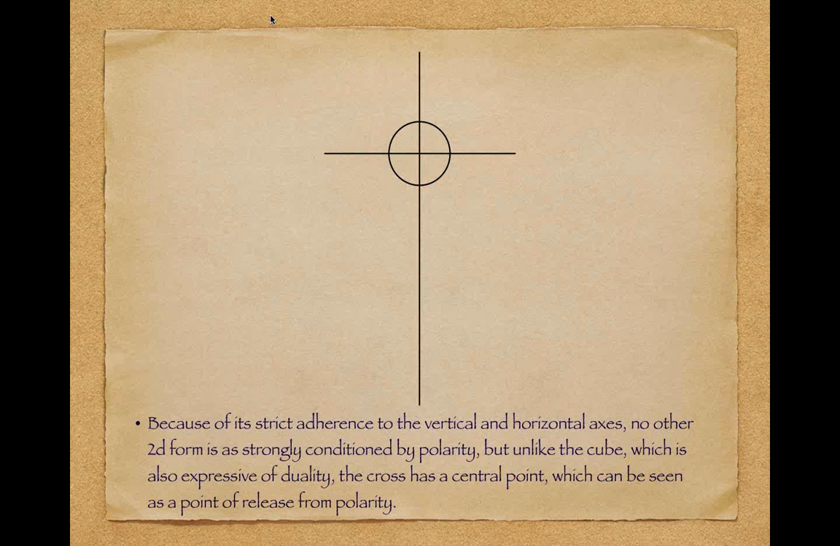Now, the cube has a central point, but it has to be found, and the way you find it is by drawing a cross through the center. So it's interesting to think in terms of what the cross is in relation to the cube in that way, from the point of view of consciousness. Okay, the equal arm cross.